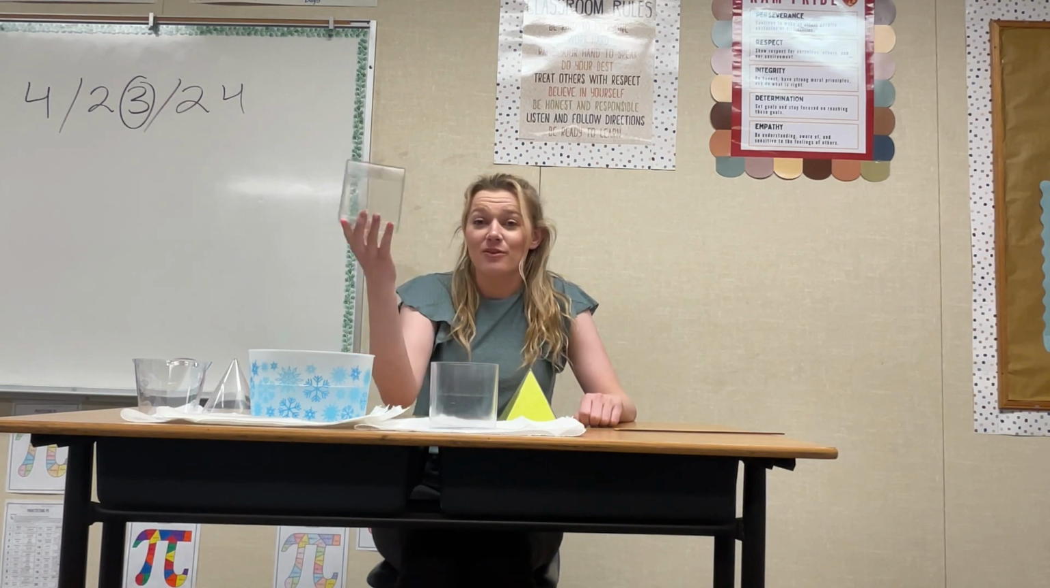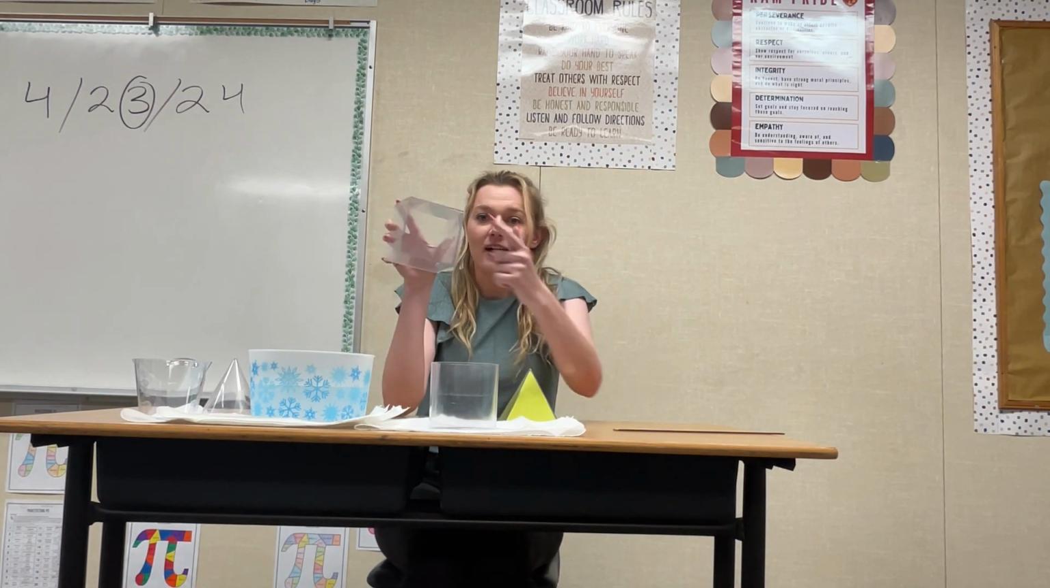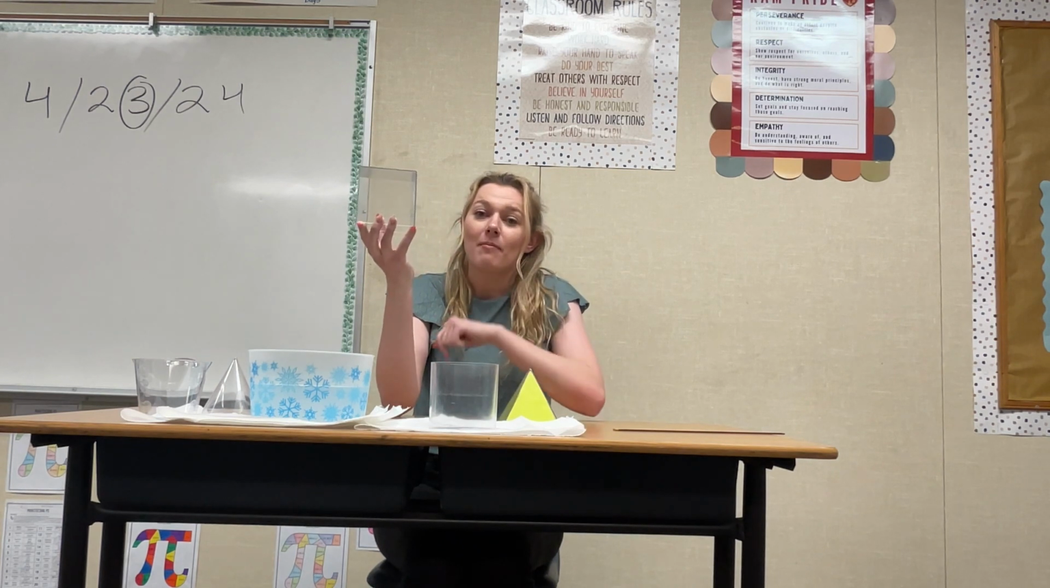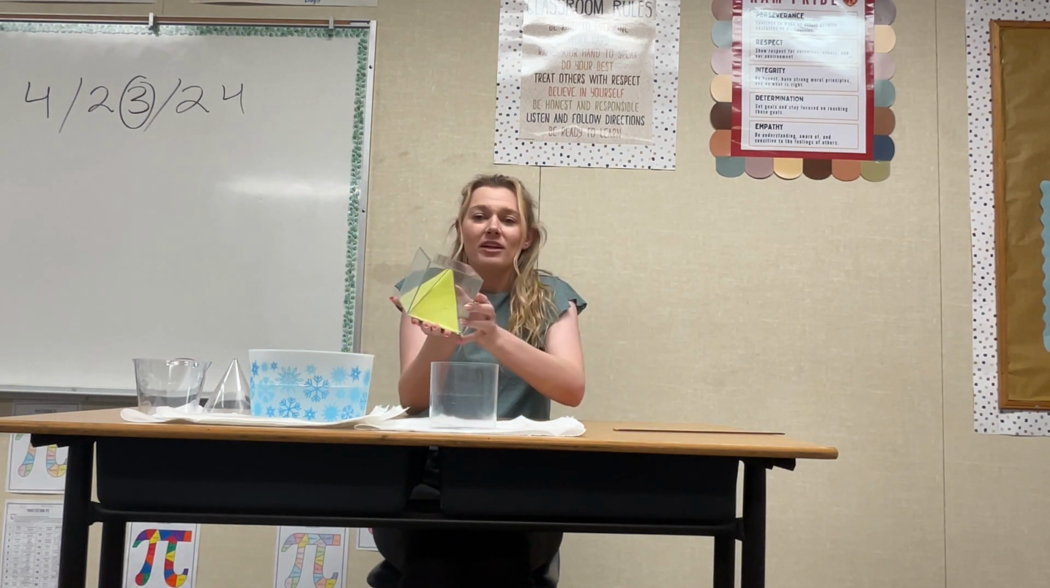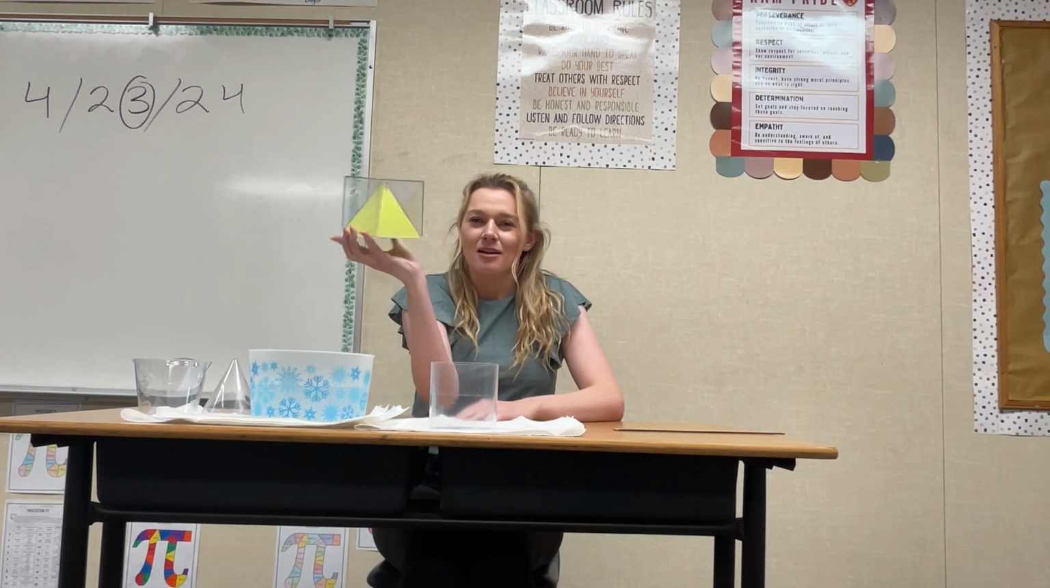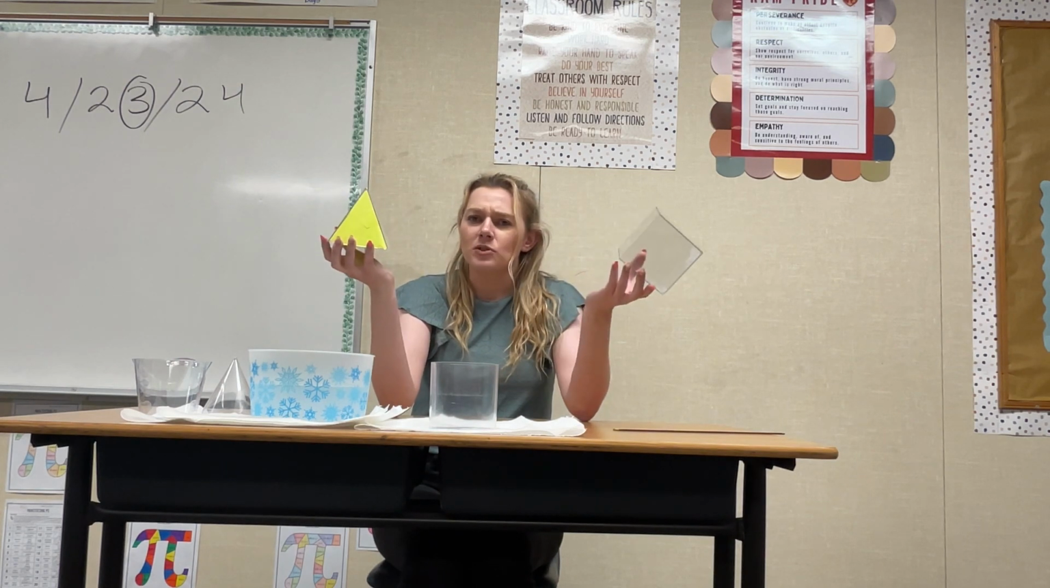So we know how to find the volume of a prism already. We find the area of the base and we multiply by the height. If we were to do that for a pyramid, we'd get the same answer. But do we take up the same amount of space for a pyramid as we do a prism?